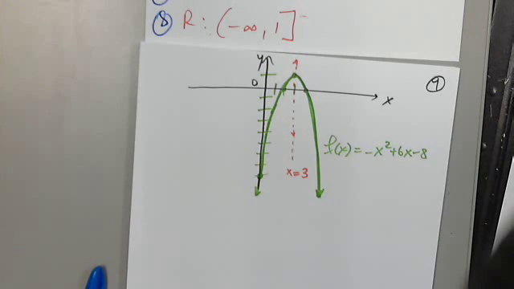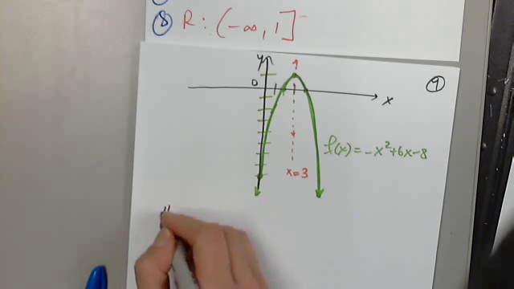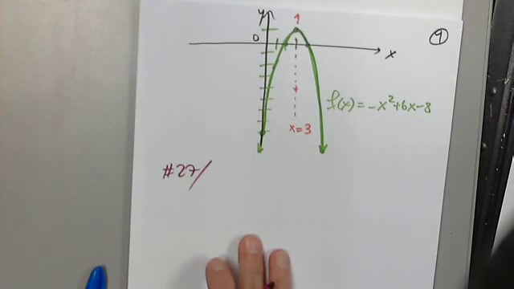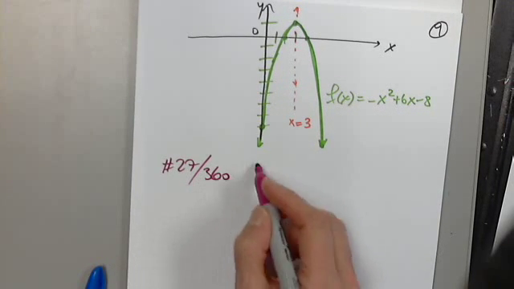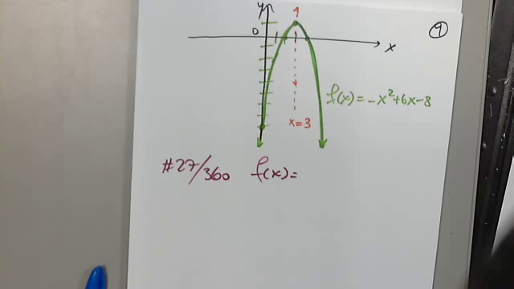Okay, very good. So let's take a look. We are on page, let me choose now from your book. And we are on page 360. Let's look at problem 27 on 360. We are given f of x, which is x squared minus 2x minus 3.